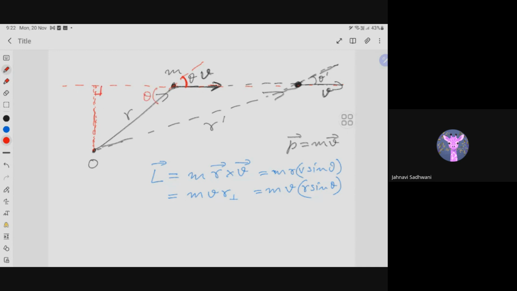So when this was theta, this was your r sine theta, which is r perpendicular. And when this is your theta dash, and this big is your r, theta dash is small, and in the right angle triangle, this perpendicular distance is still r dash sine theta dash. So r perpendicular in both the cases is same. So M is same, V is same, r perpendicular is same, hence angular momentum is same.